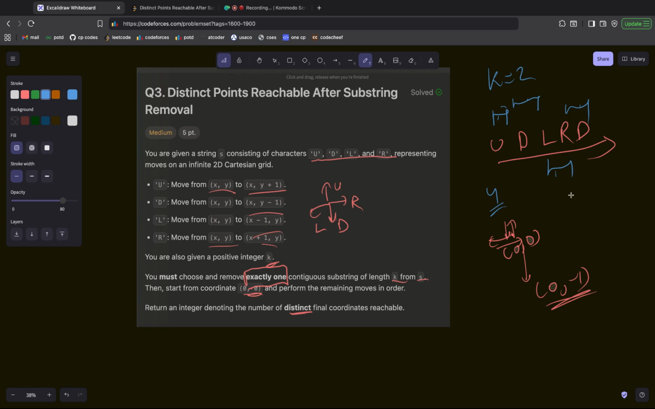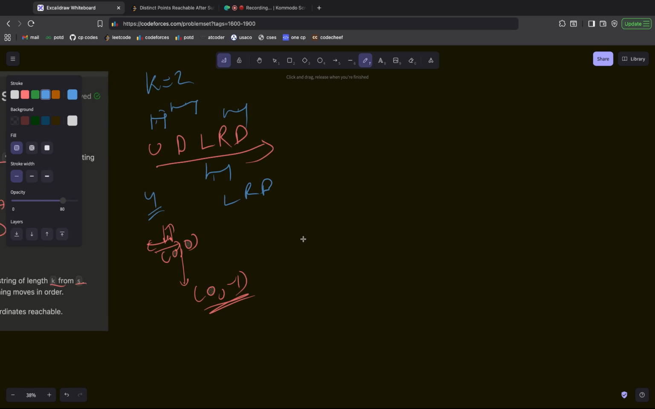Let's say if we remove this two, I get LRD. For LRD, I go left, come right, and go down. That gets me to 0, minus 1. Let's say I remove this D, L, so I get URD. I go up, then right, then come down, and that is 1, 0. So this and this are the two distinct. My answer is currently 2.